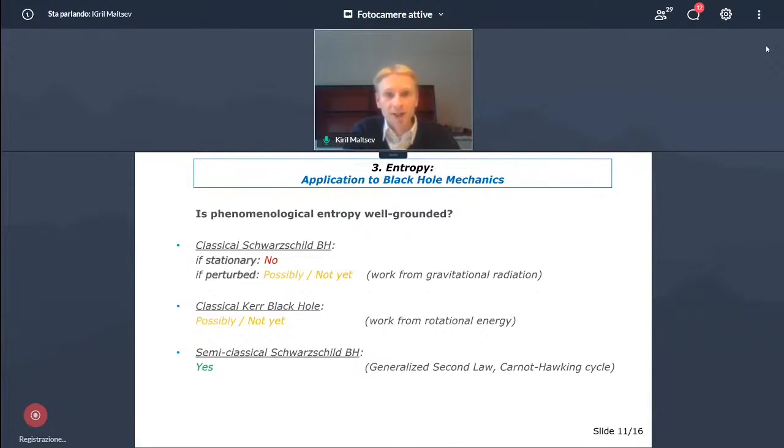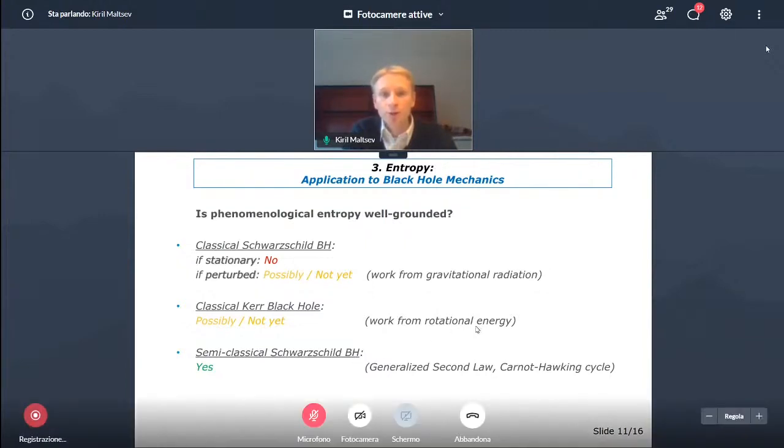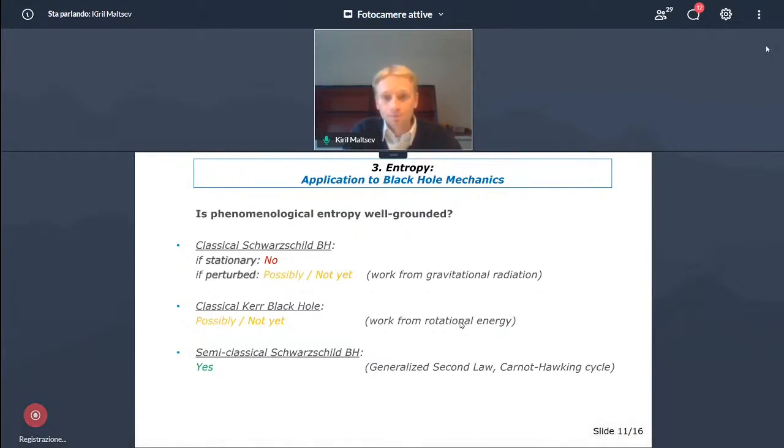If it's perturbed, again, the situation is different. Work could be extracted from the gravitational radiation, as has been mentioned before. And similarly, in a Kerr black hole, the rotational energy could be used to quantify heat transfer and power a heat engine in a Carnot-Penrose cycle.